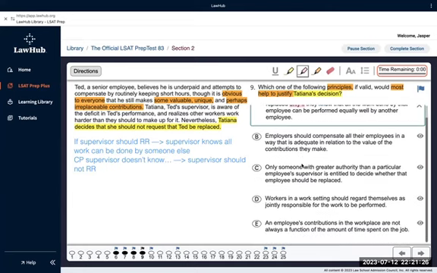Looking at the other answer choices, though, let's see. B, employers should compensate all their employees in a way that is adequate in relation to the value of the contributions they make. So this isn't really going to help justify the decision. It's just talking about compensation, and we're not really dealing with that. With Tatiana, it's whether she is going to request that he be replaced. So that's not going to be relevant. C, only someone with greater authority than a particular employee's supervisor is entitled to decide whether that employee should be replaced.